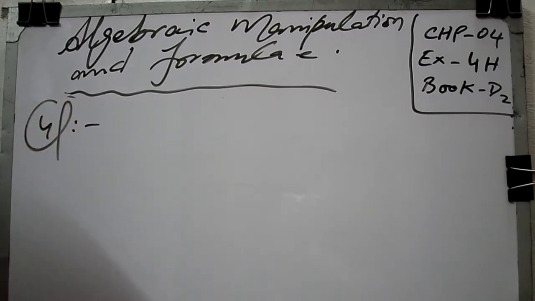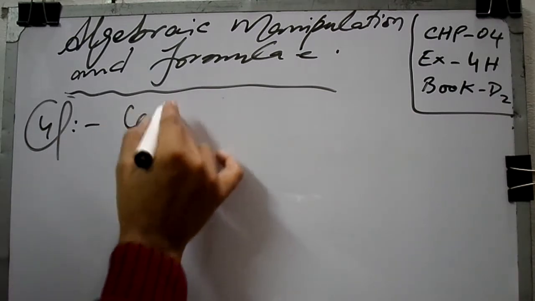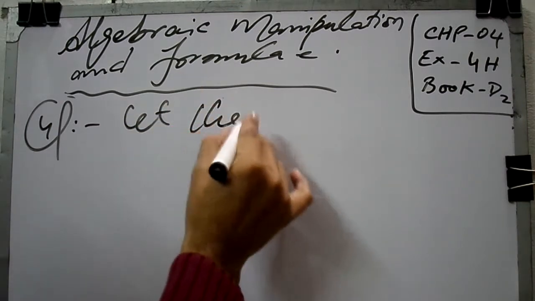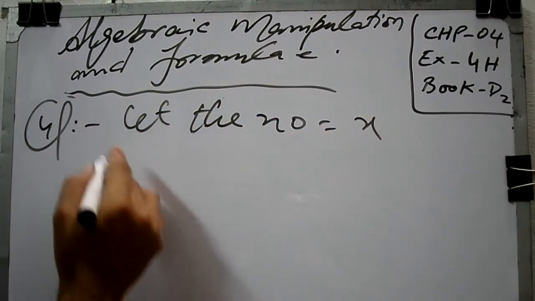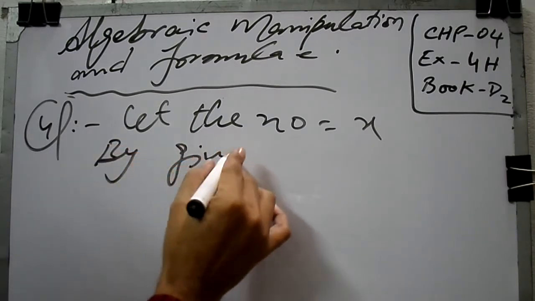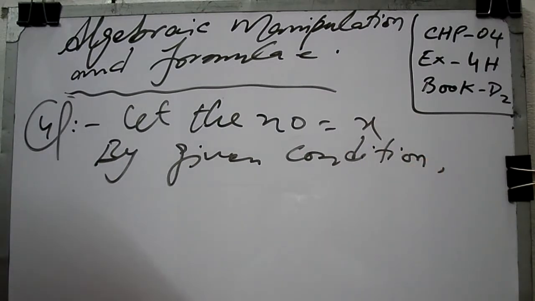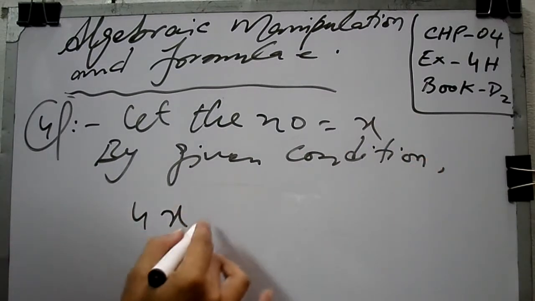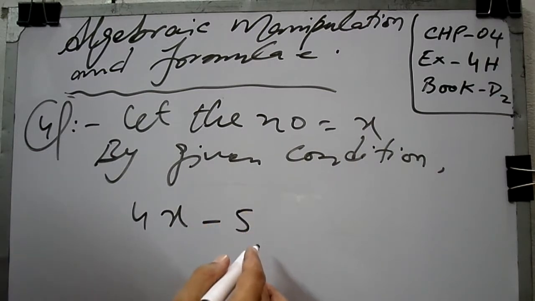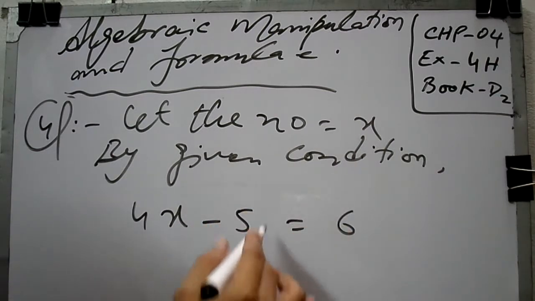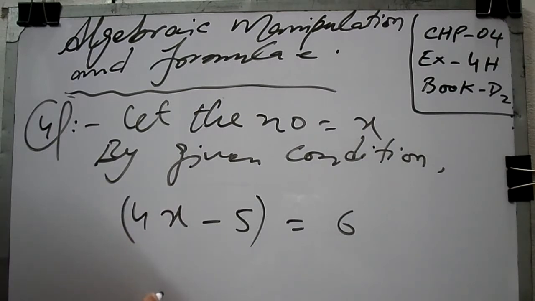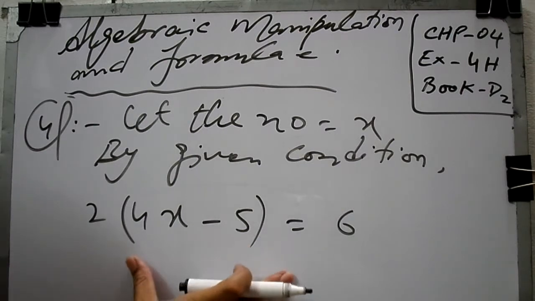In question number 4, read the statement: 5 is subtracted from 4 times a number and the result is then doubled. If the answer is 6, what is the original number? Once again, by the same methodology, let the number be equal to x. By the given condition, 4 times a number and 5 is subtracted from it is equal to 6, but this is then doubled, so it means multiply by 2 if you read the statement. So that is your given condition.